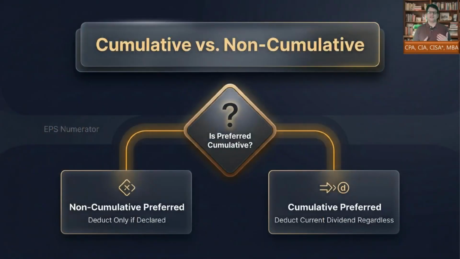This decision gate is one of the most useful tools in basic EPS. First ask, is the preferred stock cumulative? If yes, deduct the current period preferred dividend whether or not it was declared. If no, deduct only the dividend declared during the period. Do this decision before arithmetic. Many students lose marks not because the math is hard, but because they choose the wrong gate before starting the math.